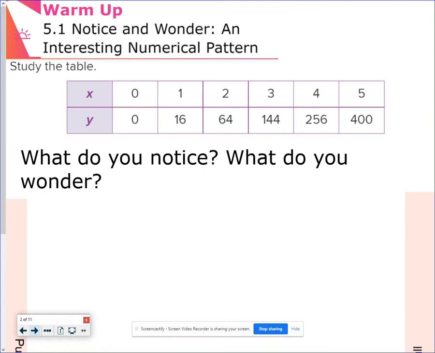Something that you might wonder about is maybe what the rule is, what this pattern really is that's giving us these y numbers. We can tell it's clearly not linear, but maybe we could see if this is a quadratic pattern because that's what we're working on. You might be wondering what the next number in the table might be, looking for patterns and trying to figure out what that is.